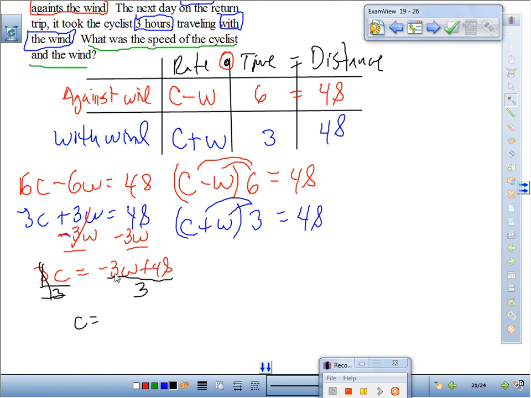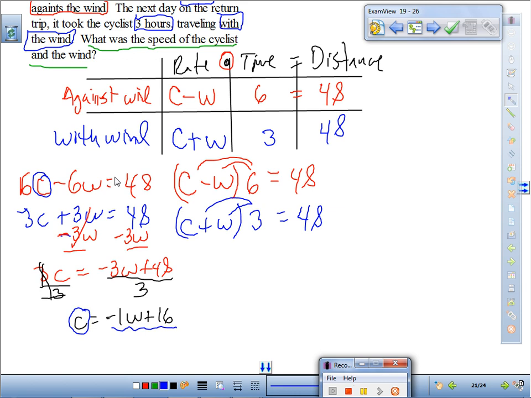C is equal, negative 3 divided by 3, that's negative 1W, plus 48 divided by 3, that's 16. So now, do we know what W is? C is. Yeah. C is negative W plus 16. So for this one, instead of C, we're going to substitute what? Negative 1W plus 16. All right, let's continue.